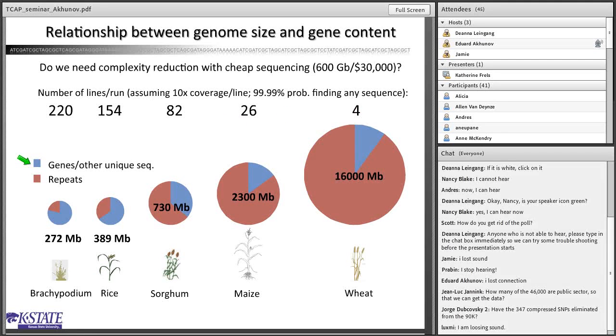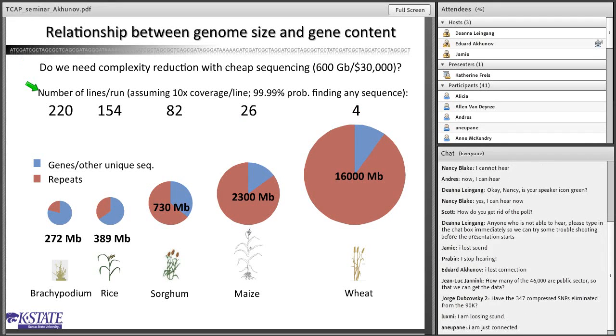Here, if you calculate that the cost of one sequencing run on HiSeq would be about $30,000, which is of course an underestimation, it's more expensive than that, then by sequencing entire genomes you may sequence 220 accessions of Brachypodium and obtain 10x coverage for each accession, whereas you may sequence only 4 accessions of wheat to obtain 10x coverage.